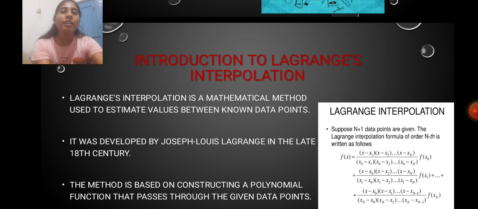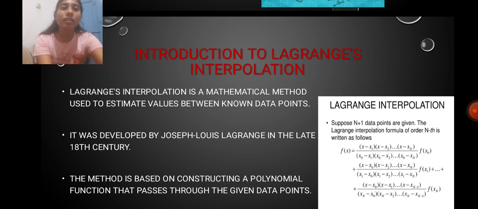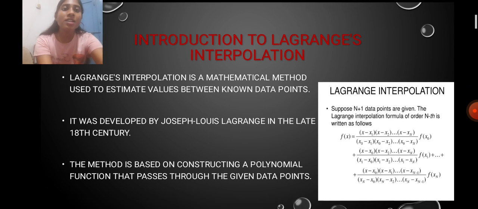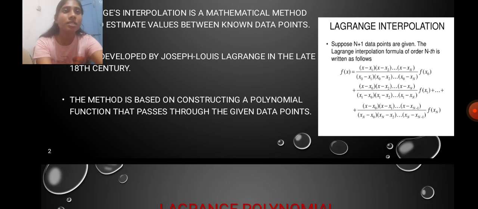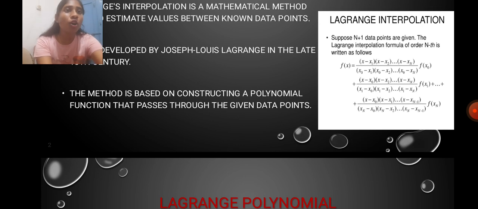Today let's discuss the topic of Lagrange's interpolation. Introduction. Lagrange's interpolation is a mathematical method used to estimate values between known data points. It was developed by Joseph-Louis Lagrange in the late 18th century. This method is used for constructing a polynomial function that passes through the given data points. As you can see, this is the formula of Lagrange's interpolation.